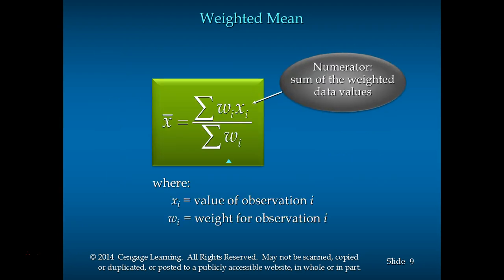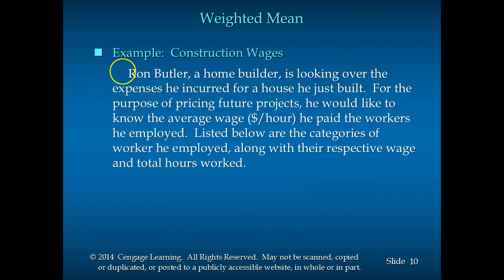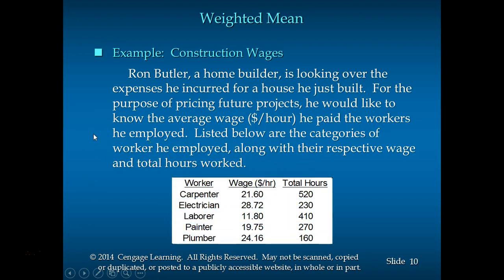I'll give you an example. This is the formula, and w is the weight here. Ron Butler, a home builder, is looking over the expenses he incurred for a house he just built. For the purpose of pricing future projects, he would like to know the average wage he paid the workers he employed. Listed below are categories of workers he employed along with their respective wage and total hours.